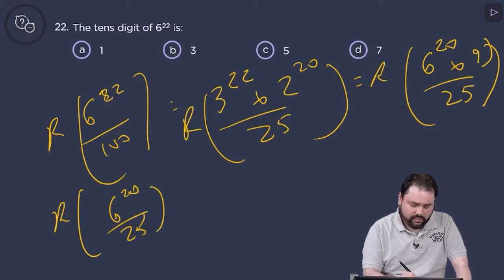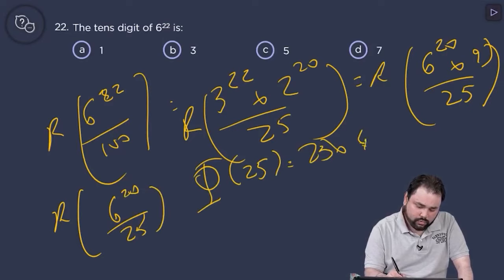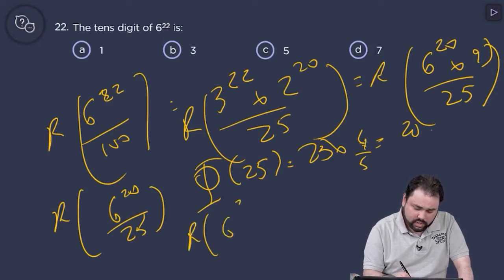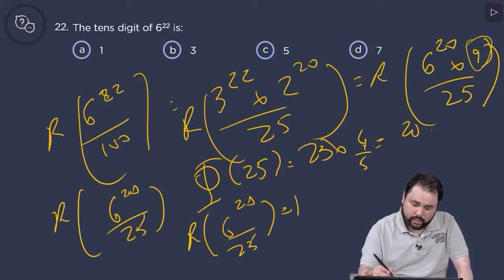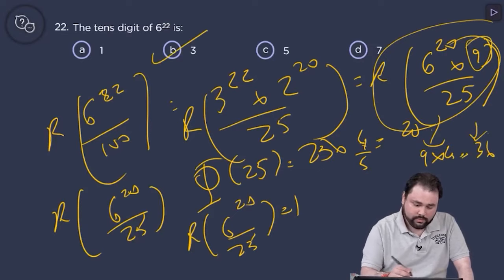Now 6 and 25 are co-prime. So Euler number of 25 is 25 into 4/5, which is 20. So by Euler's rule, remainder of 6 power 20 by 25 is 1. So 1 into 9. So remainder of this thing is 9, and I had earlier multiplied by 4. Sorry, divided by 4. So 9 into 4, which is 36. So remainder will be 3. Okay.